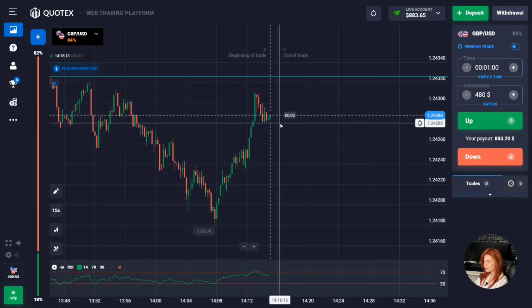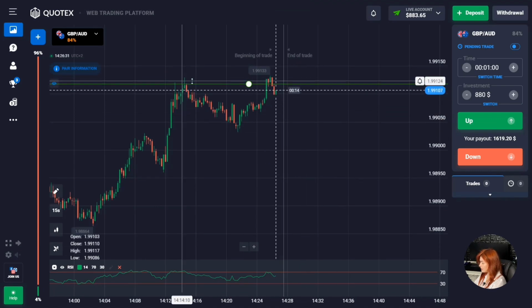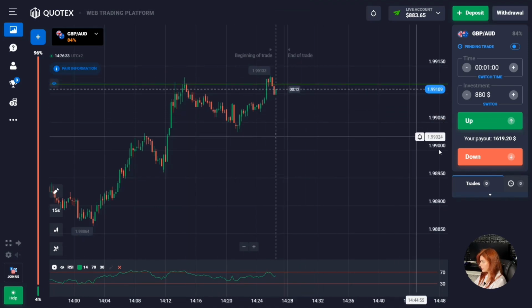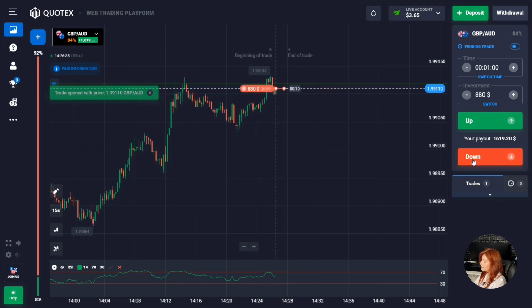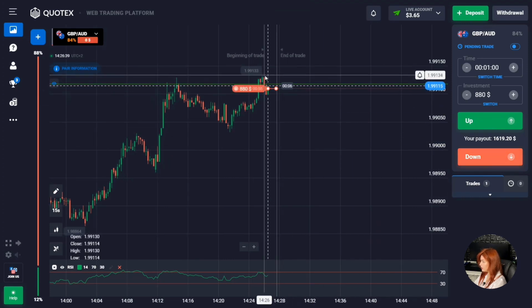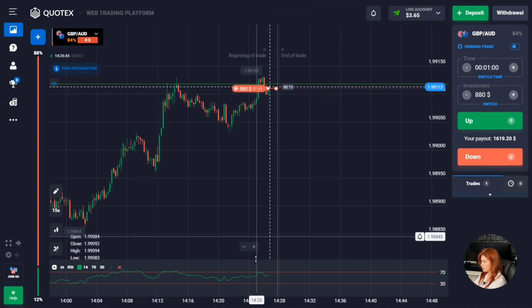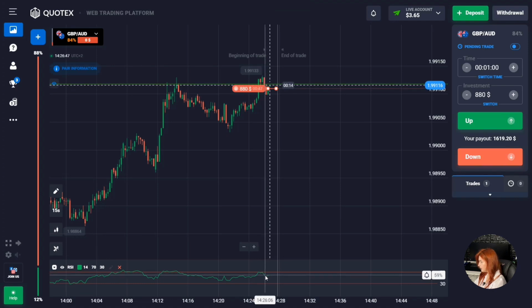Guys, let's continue. So here we have a resistance level. In this situation, I suggest opening a 1 minute deal to go down, because we see that at the moment after a false breakout there is a downward pullback. At the moment the red candles are forming. At the same time, we see that the moving average has pushed off from the horizontal line at 70 and is moving down.